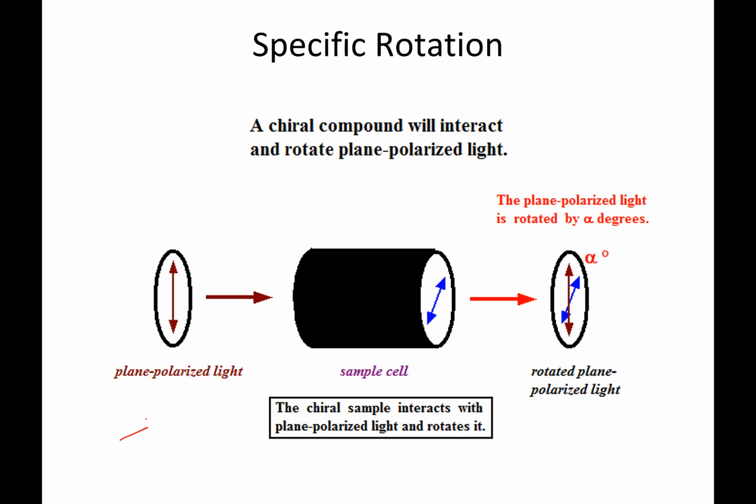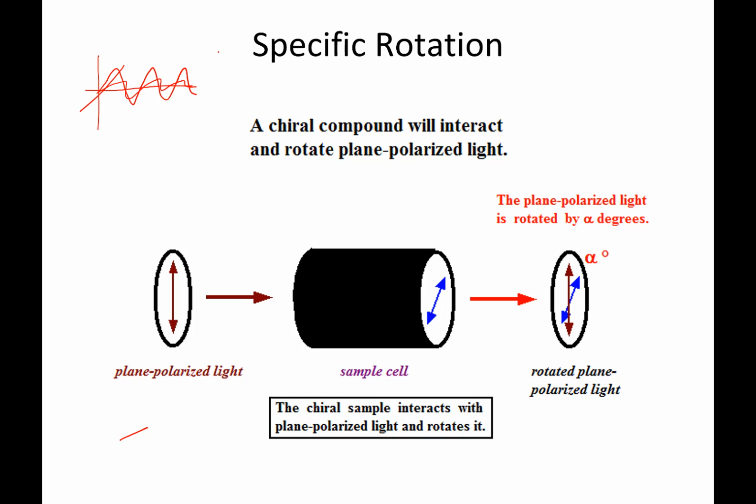All right, so here's plane polarized light. Normal light, if you've had basic physics, you know, travels as a wave. And also from general chemistry, you would know that there are two vectors that make up light. There's a magnetic vector and there's an electric vector.